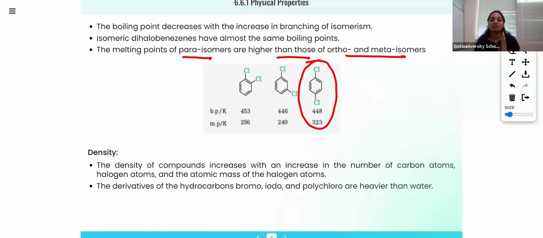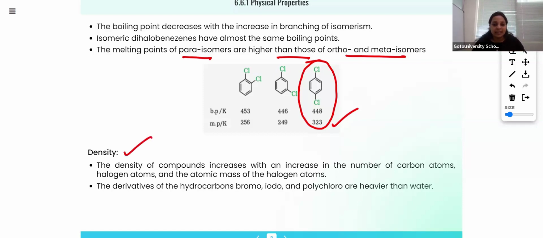This is not due to any other intermolecular or intramolecular effect. This is due to the geometry, that is the symmetric structure of the para isomer. That's why they fit the crystal lattice more. It is not easy to break the interaction between adjacent para isomers compared to ortho and meta. That's why the para isomers have comparatively larger melting and boiling points, because they fit the crystal lattice due to their symmetrical structure.